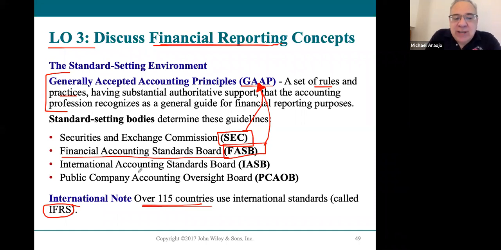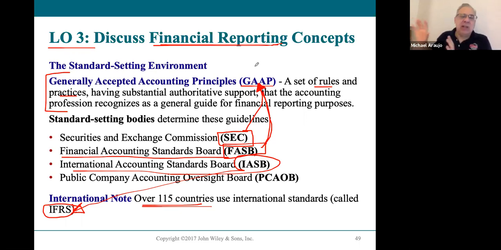It's the International Accounting Standards Board's duty and job to create the International Financial Reporting Standards, just like it's the Financial Accounting Standards Board's job and duty to create the rules that become part of GAAP. So it's the same process, but it's an international process, and it's different than what's happening here in the United States.